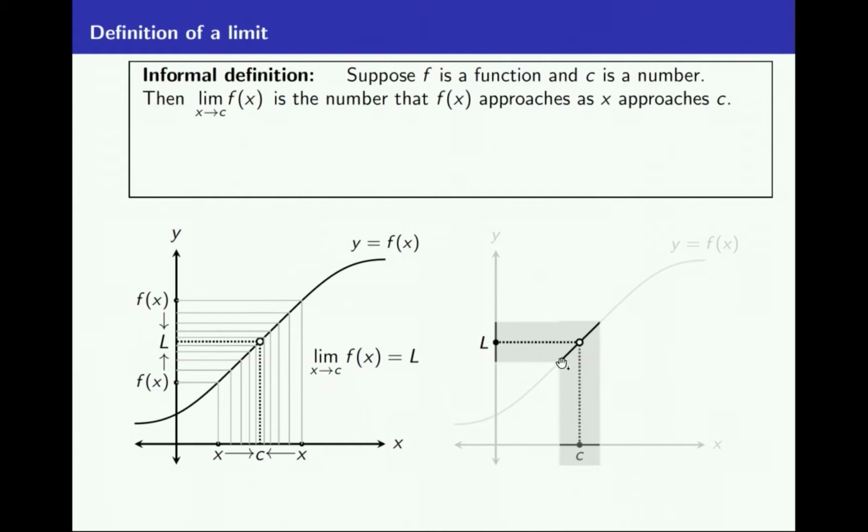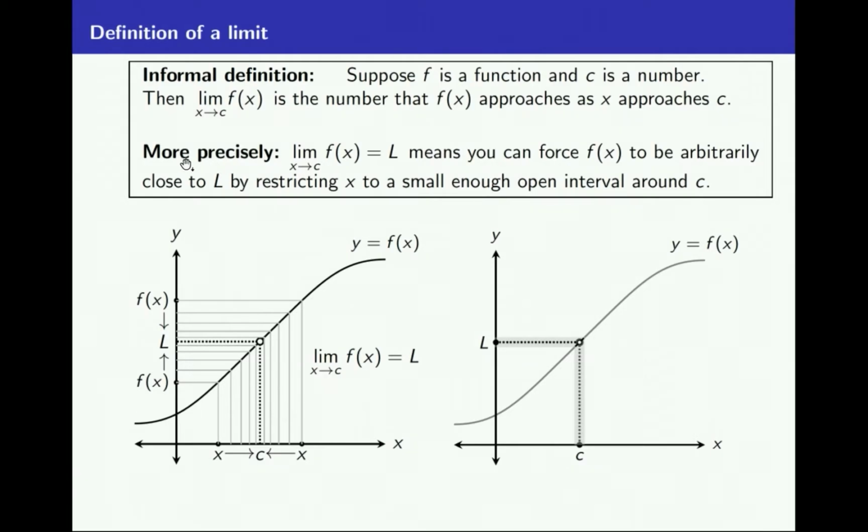Your f of x values are very close to L. And I'll put the rest of the graph back there. But the idea here is that you could make this strip containing c smaller and smaller, and those x values inside that strip would correspond to f of x values that get squeezed into L. As this interval gets smaller and smaller, the corresponding x values in it have y values, f of x, that are getting squeezed into L.